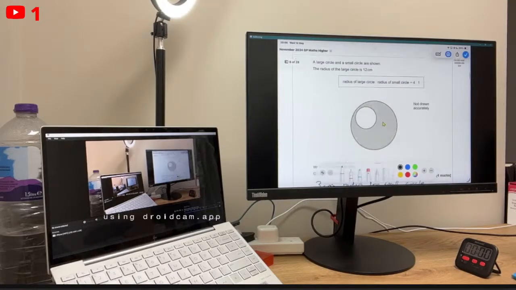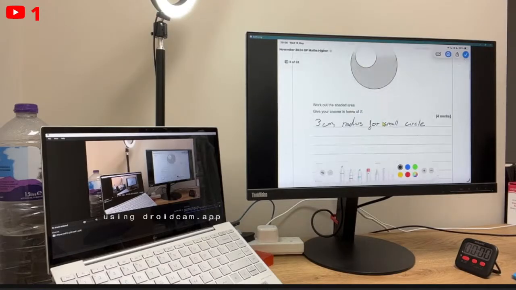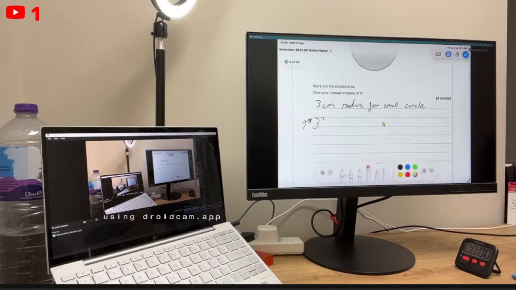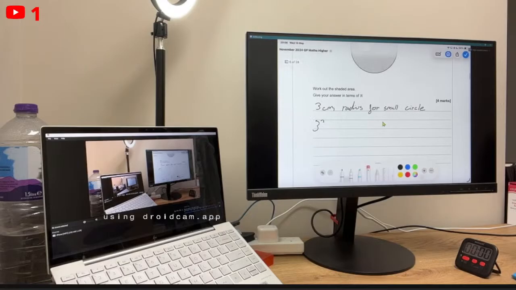Oh my gosh. Okay. So what you need to do to find the area, you need to do pi r squared. So that means you have to do pi times 3 squared. Okay, that should be better. So that would mean it is 9 pi.